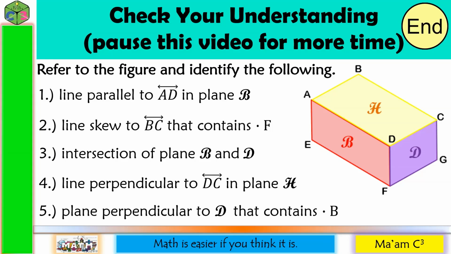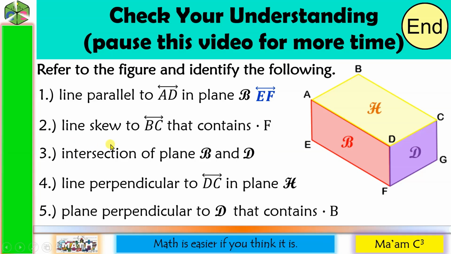Let us answer. Refer to the figure and identify the following. Number 1, line parallel to line AD. Where is AD? Here is AD. Line parallel to this line that is on plane B. So that would be line EF.